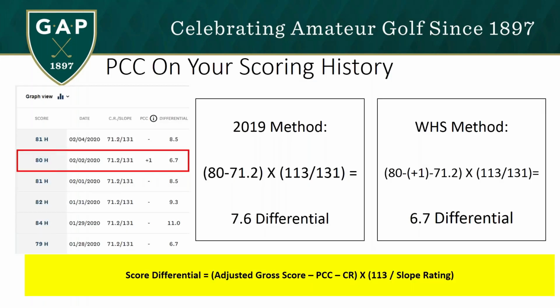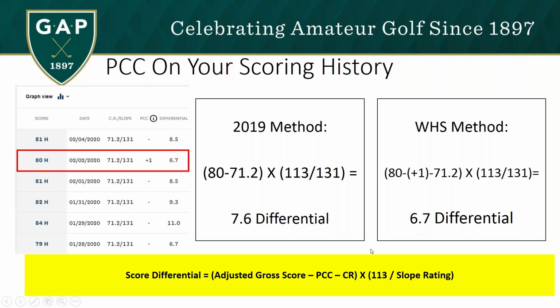So how will PCC look on your scoring record? We took a look at one of our players that we knew played a lot in Florida, and you can see now on your handicap record, whether this is on GHIN.com, the GHIN mobile app, or the Golf Locker, there will be a column for PCC. If no PCC adjustment occurs on a day, it'll just be blank. But if there is an adjustment, it'll show what it is in that column.